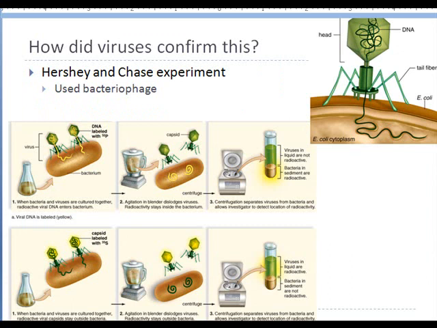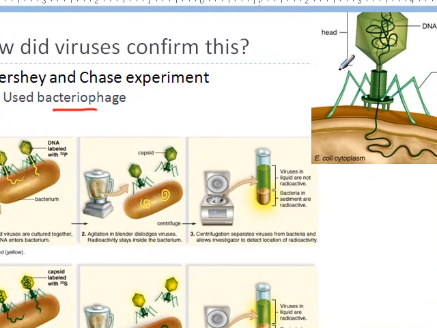So, there were some other experiments that were carried out to confirm whether DNA was the transforming substance. One of the examples is an experiment by Hershey and Chase. Hershey and Chase were studying bacteriophages. Bacteriophages are viruses that infect bacteria only, and some of these viruses infect, for example, E. coli.